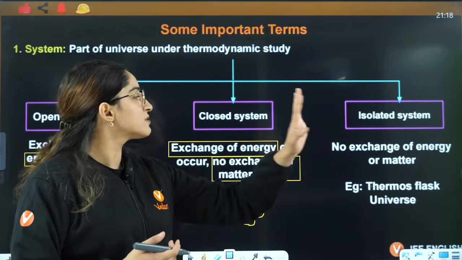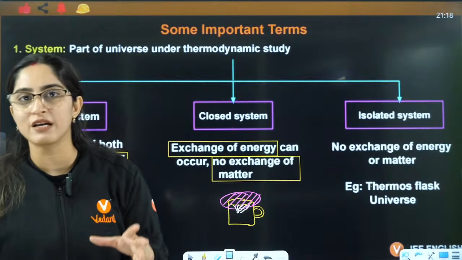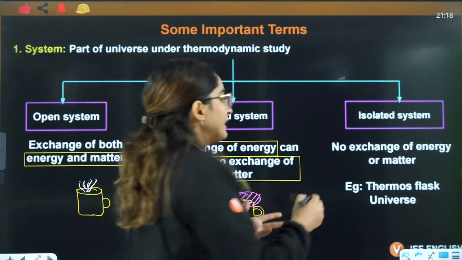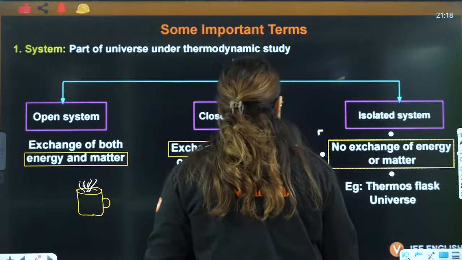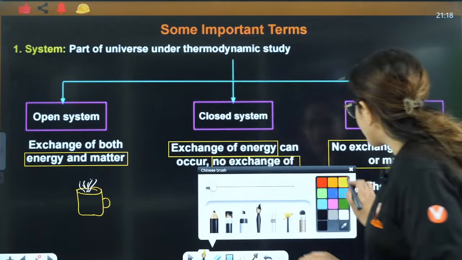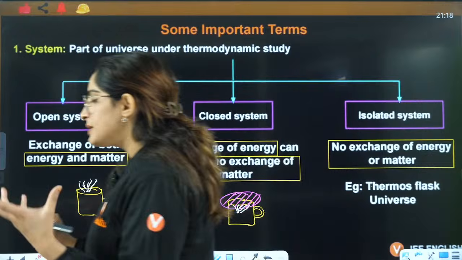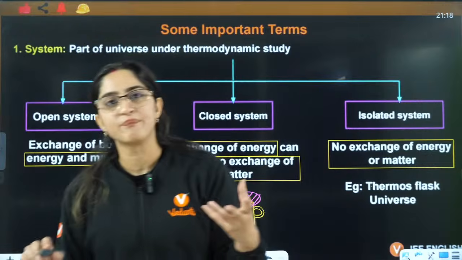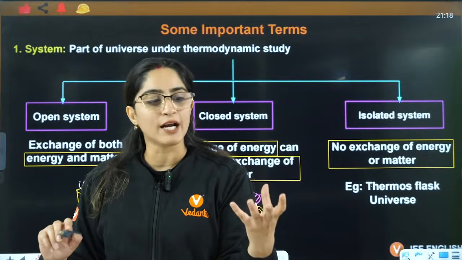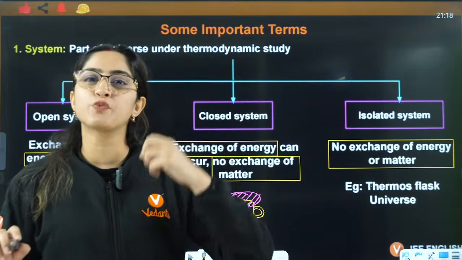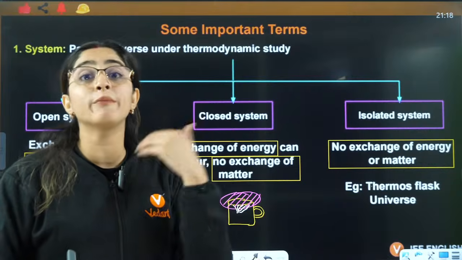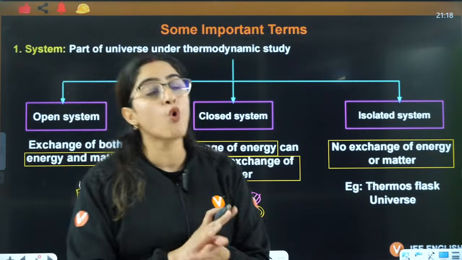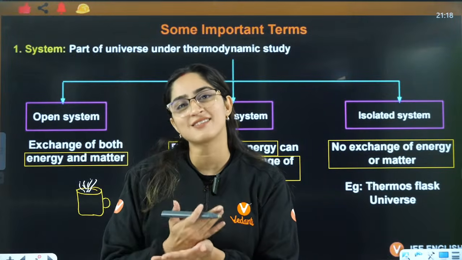So isolated system is no exchange of energy is there, no exchange of heat is there, right? So no exchange of energy, no exchange of mass is there. Any example that we have in our daily life? The thermos bottles that we have, right? In winters we use those bottles in which whenever you add a hot water, it will remain hot, and there is no 100% isolated system.